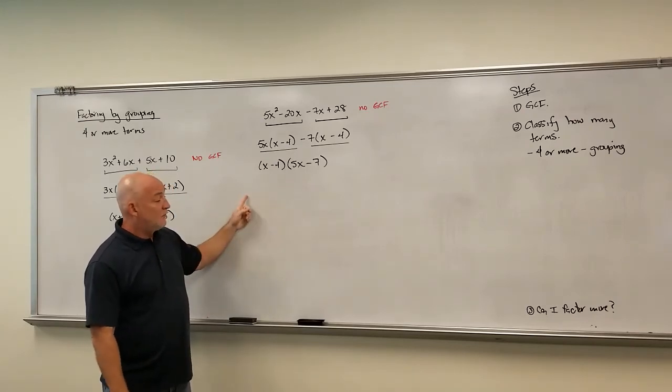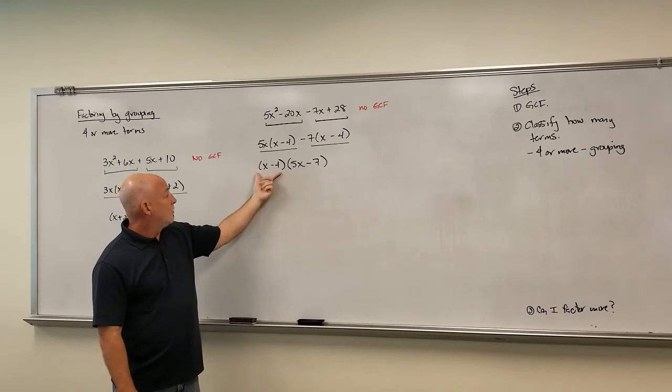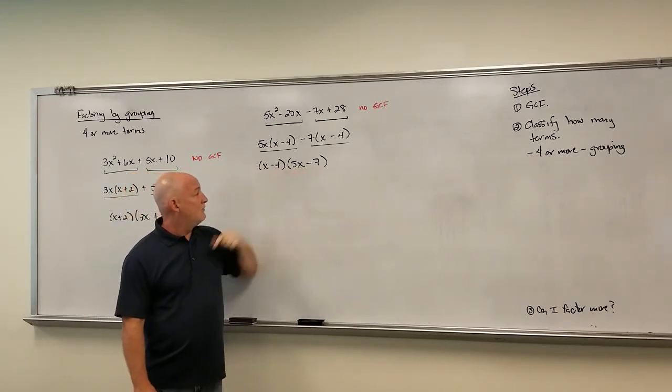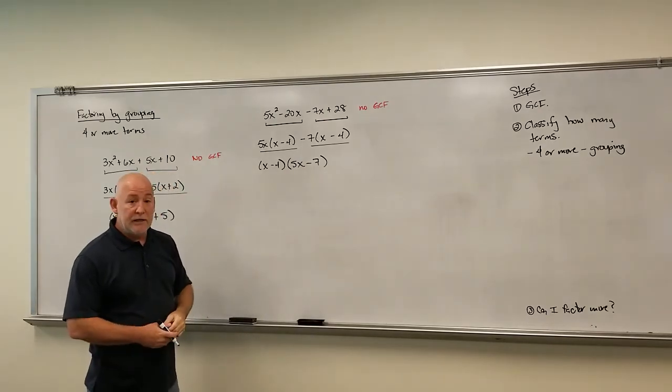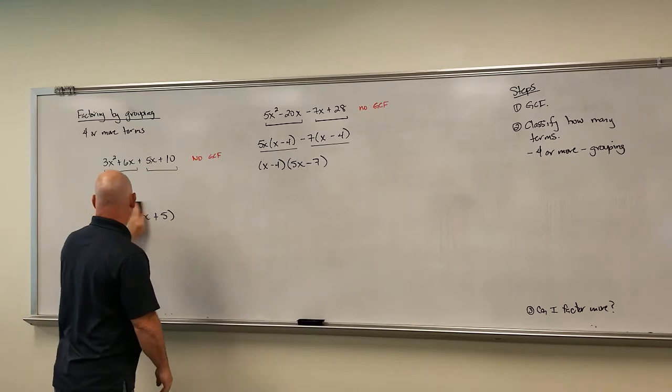So this is factored. Remember our last step, we do want to check to see if it can factor more. So here I have an x minus 4, that doesn't look like that'll factor anymore, and a 5x minus 7, nothing I can do with that, so this is factored. All right, let's try one more here.